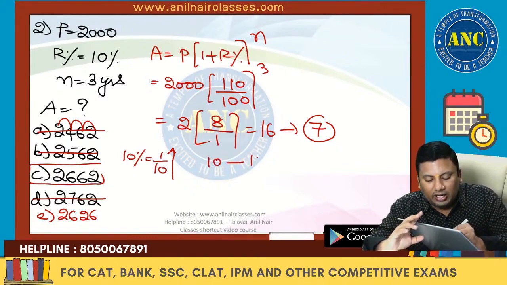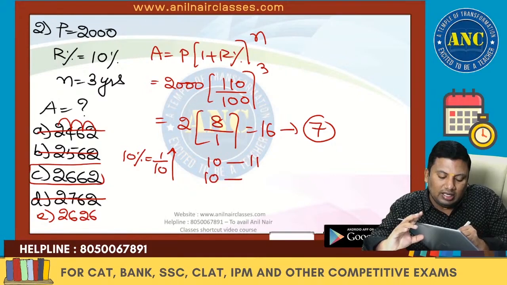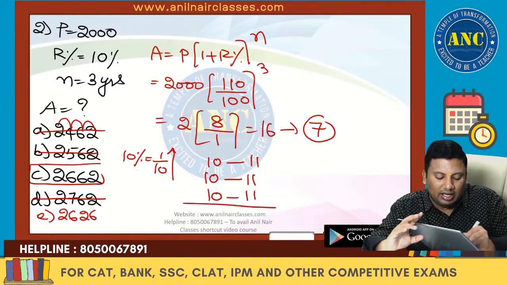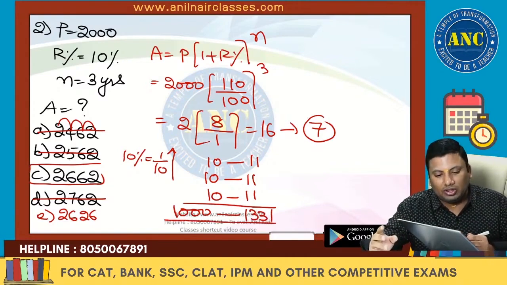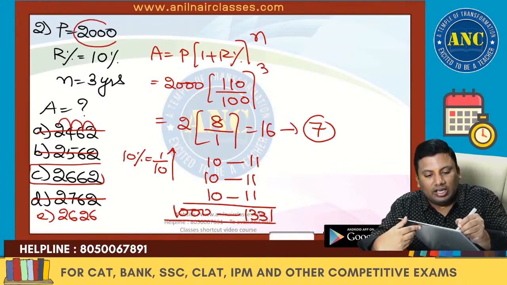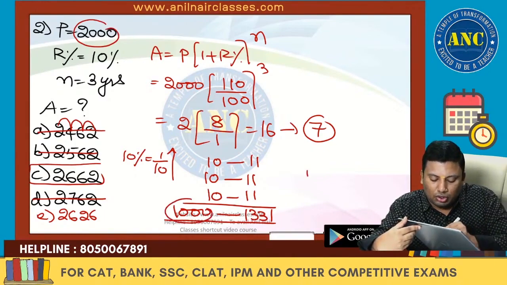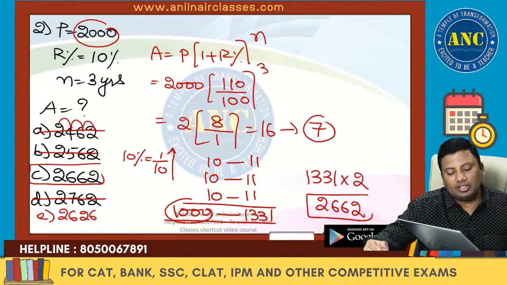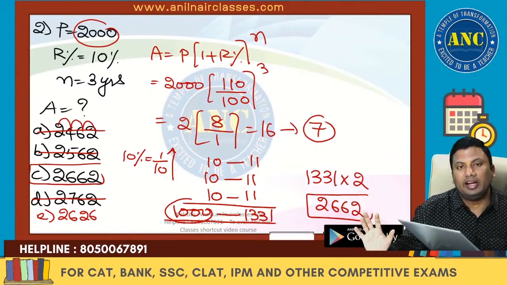10 is becoming 11. First year, 10 is becoming 11. Second year, 10 is becoming 11. Third year, these are nothing but 1000, these are nothing but 1331. 11 cube is 1331. 11,000 is becoming 2000 into 2. So it is 1331 into 2. So the answer is 2662. I hope the idea is clear.